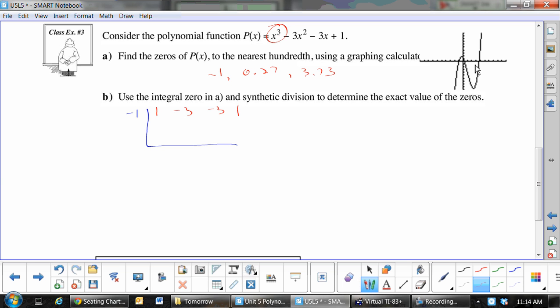And I'm going to do my synthetic division. Bring down the 1. Oh, computers are running slow today. So bring down my 1. -1 times, that's -1. If I add the two together, I get -4. -1 times -4 is 4. -3 and 4 is 1. -1 times 1 is -1. I get the answer 0. So my new whittled down equation is x plus 1 times 1x squared minus 4x plus 1.